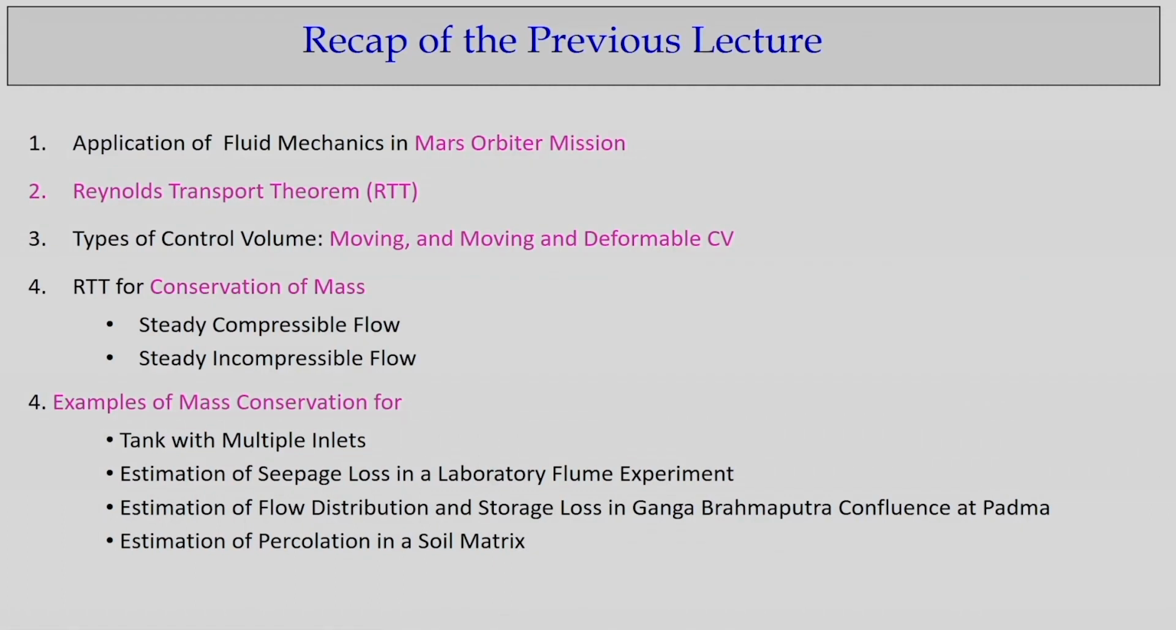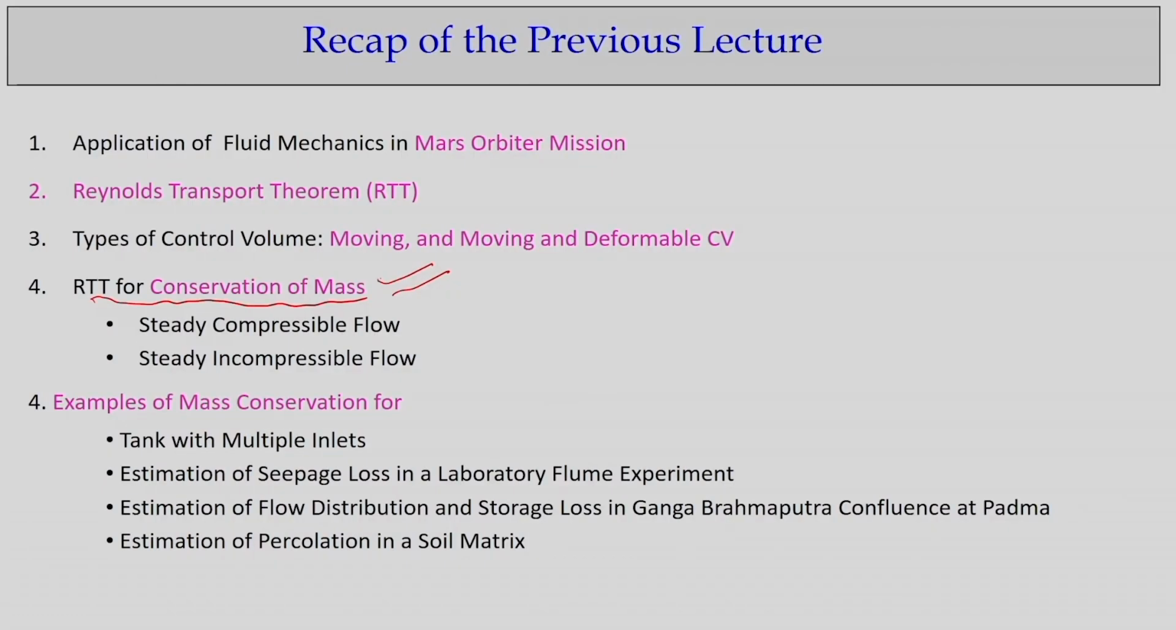As I told you, we discussed the Reynolds transport theorem for conservation of mass, and when we apply it, we have two basic assumptions. With respect to time, the flow is either steady or unsteady, and we approximate many fluid flow problems as steady problems. Then, with respect to density variations, we divide the flow into compressible or incompressible. So we can have two types of approximations: steady compressible and steady incompressible.